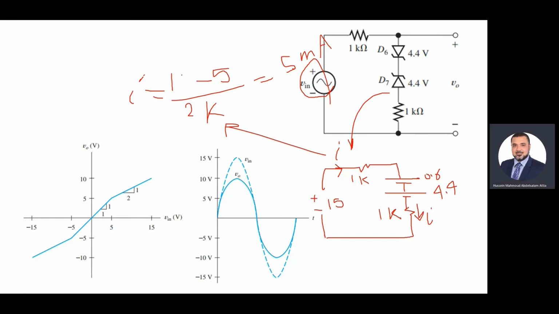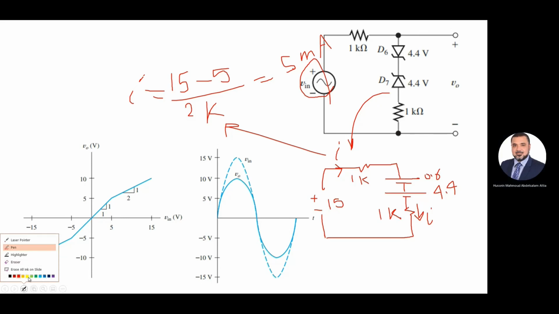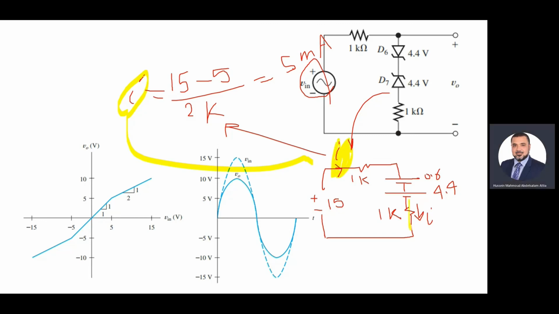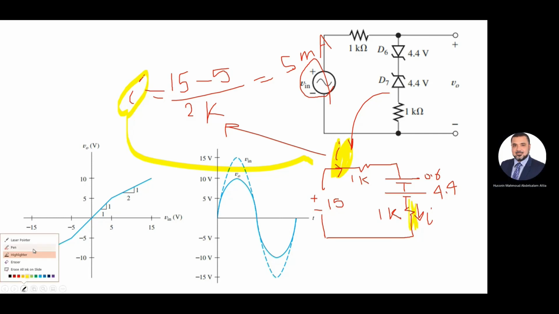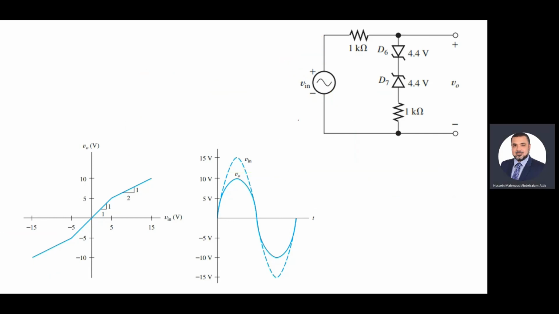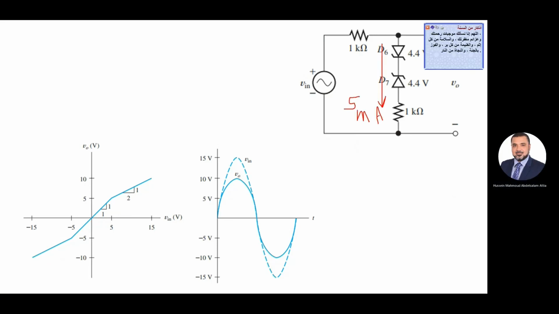The current, guys, as you can see, the current in this circuit, this current here, or this current here, is the same current. Equal to 15 minus 5 over 2K, which is 5 milliampere. So what is the voltage now? What's the voltage V out? Let me delete everything. We agree that during the positive half cycle, the current is 5 milliampere.